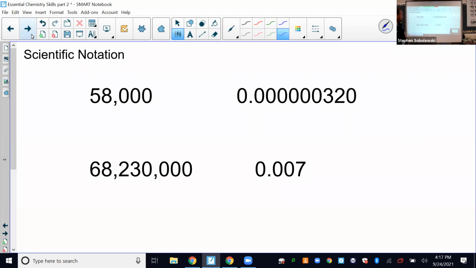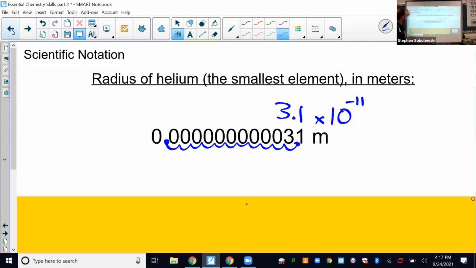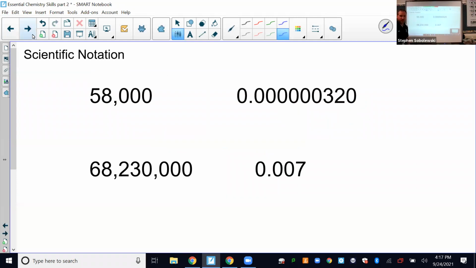Let's practice taking numbers out of scientific notation. Wait, nope, let's practice putting these numbers into scientific notation. Okay, so you can pause it here and then unpause and we'll go through them. All right, 58,000, I'm going to sweep it 1, 2, 3, 4 times and end it right here. 5.8 times 10 to the 4th.